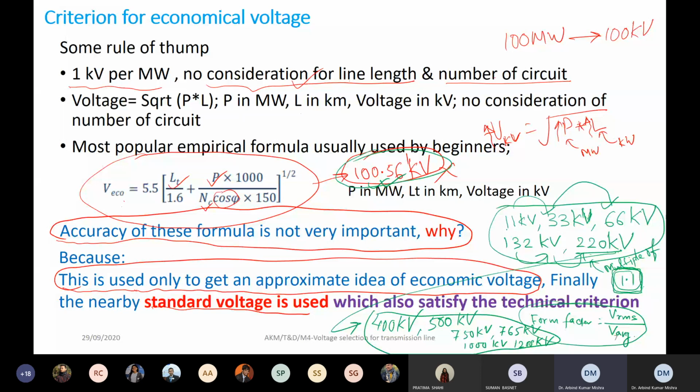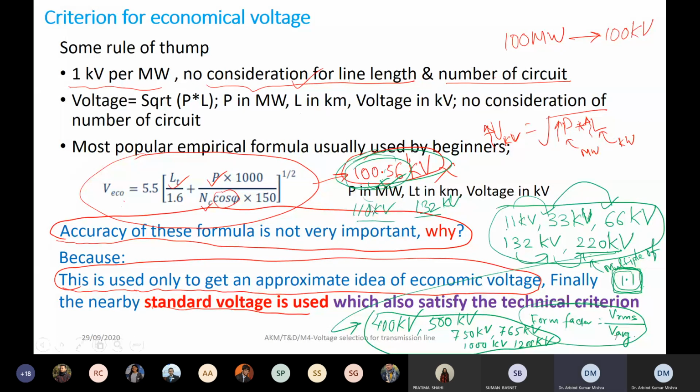Or say, for example, an insulator, which depends completely on the voltage. You can construct an insulator for 11 kV, or for 33 kV or 66 kV. This is fixed. Now if you go for 100.56, can you get this? No. This is the class of voltage. That's why even now some countries are adopting 110 kV, and some countries are adopting 132 kV. So this is almost the same class.